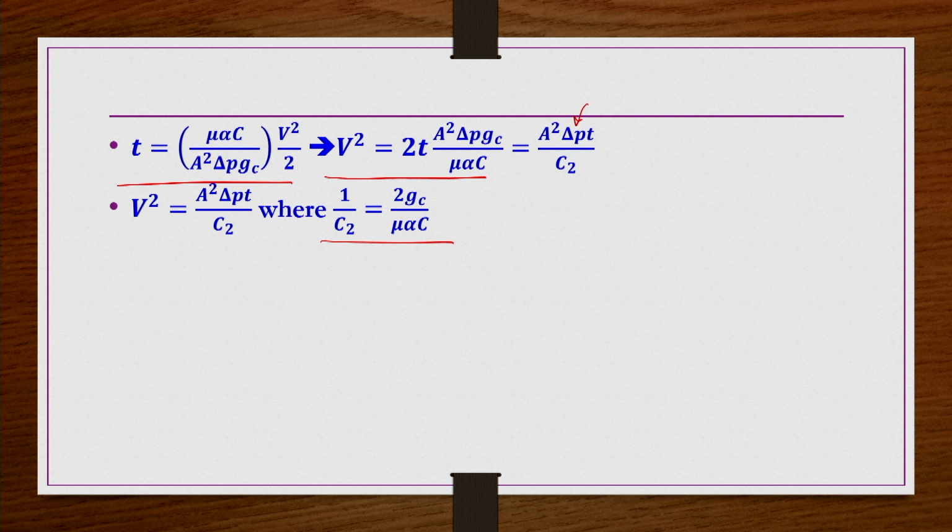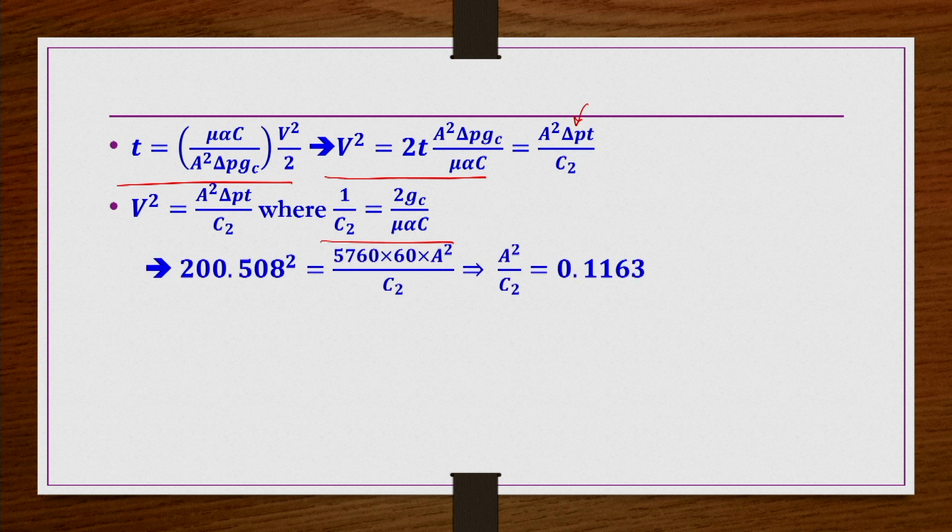Now, for the filtration process, 1500 gallons of filtrate in 1 hour is given. When we converted it to cubic feet, it came to 200.508 feet cube. So, V square, the square of this value, equals A square, which we do not know, C2, which we do not know, delta P, which is given as 40 psi, in lb force per square feet it is 5760, and then the filtration time t is also given as 1 hour.